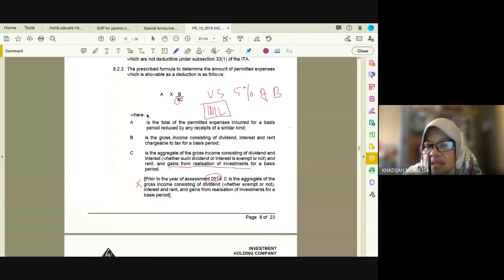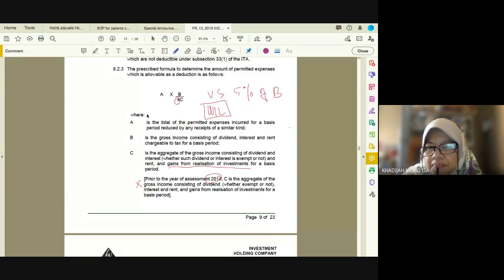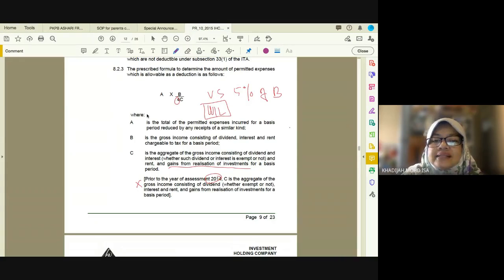When do you have gains or loss from realization of investment? Changes in fair value? No. So that would be revaluation of the investment. Most likely, realization here is when you dispose of your investment.